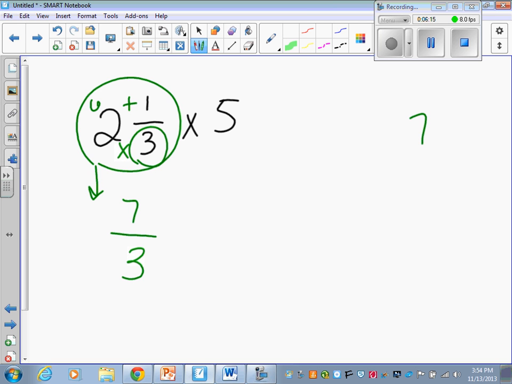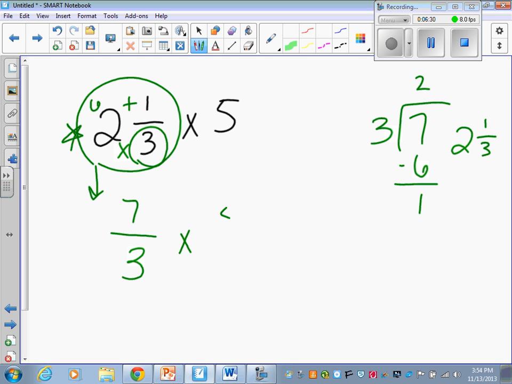You can also check that. 7 divided by 3. 3 goes into 7 2 times. You get 1 left over. We would rewrite that as 2 1/3. That's what we started with. I can rewrite the number 5 as a fraction by putting it over 1. This is equal to 5 divided by 1, which is 5. Then I multiply. 7 times 5 is 35. 3 times 1 is 3.